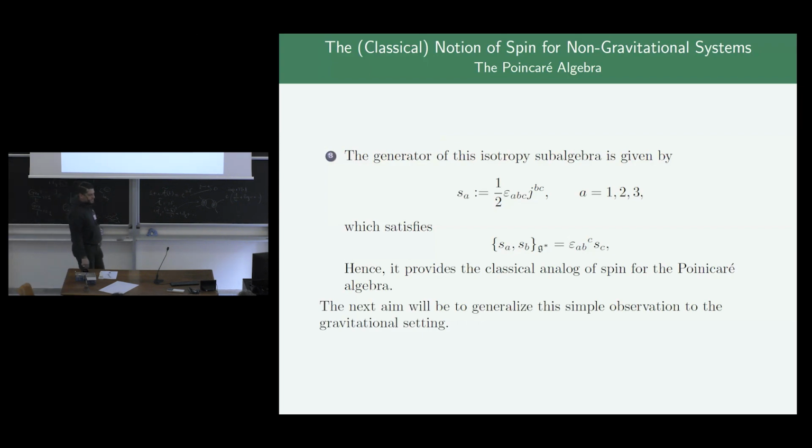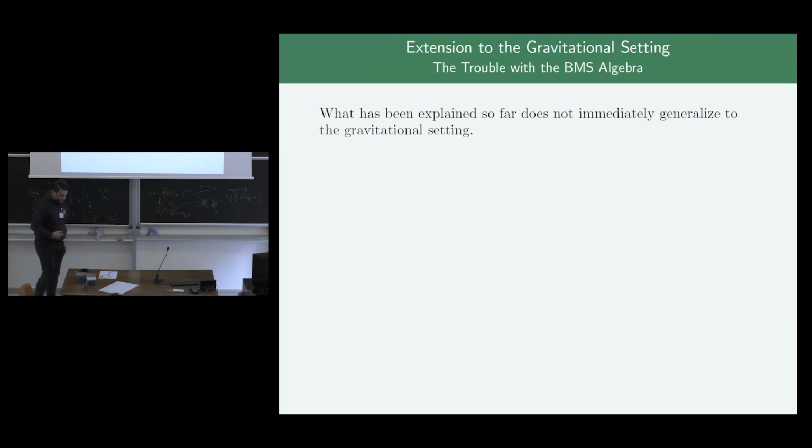So this observation can now be generalized. But it's not immediate, because in gravity, especially if we have an eye towards quantum gravity, Poincaré is just the isometry algebra of some spacetime. We cannot just choose the isometry algebra of a specific spacetime and work with that and construct spin. The only meaningful thing, it seems, is to work with asymptotic symmetries instead.